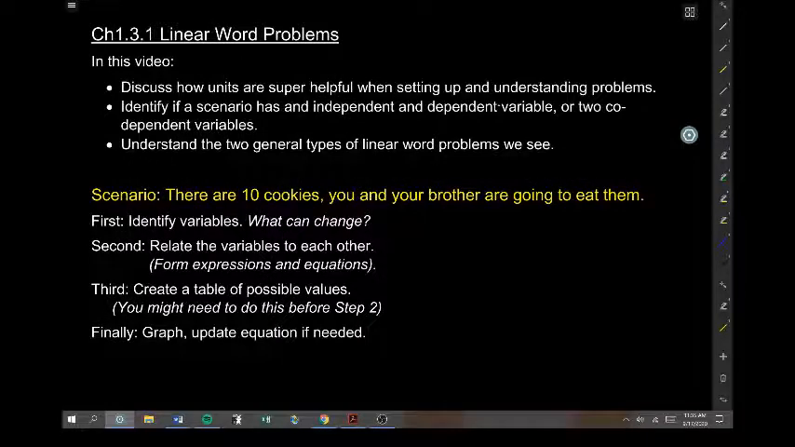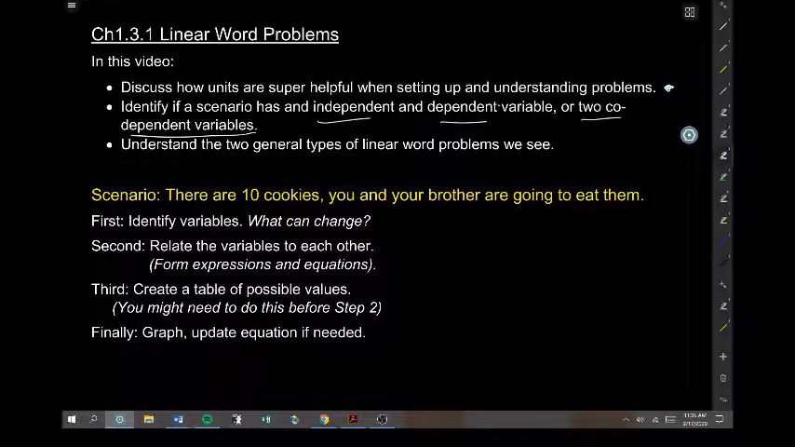Everybody, here we are talking about word problems today. We'll spend a couple days on this, and it'll lead into the crux of this chapter, which is called Systems of Equations. In this video, we'll discuss how units are super helpful when setting up and solving and understanding word problems. We'll identify if a scenario has an independent and dependent set of variables, or if instead it has two codependent variables, and discuss what that means.